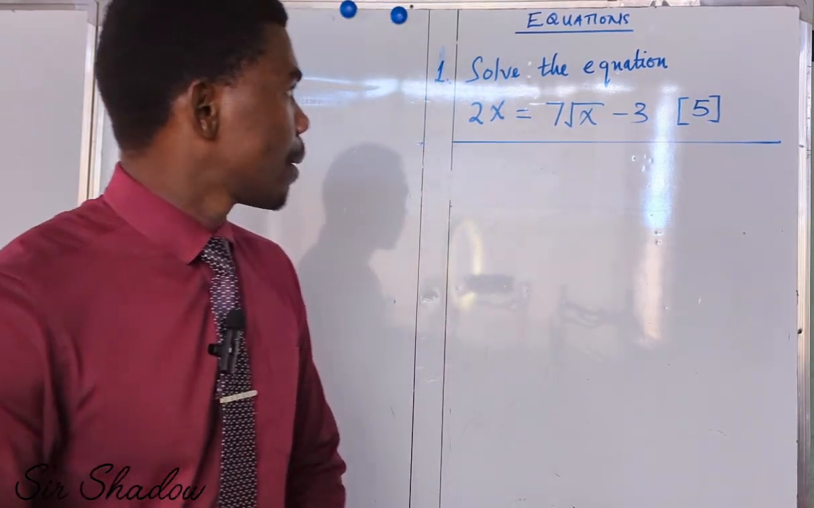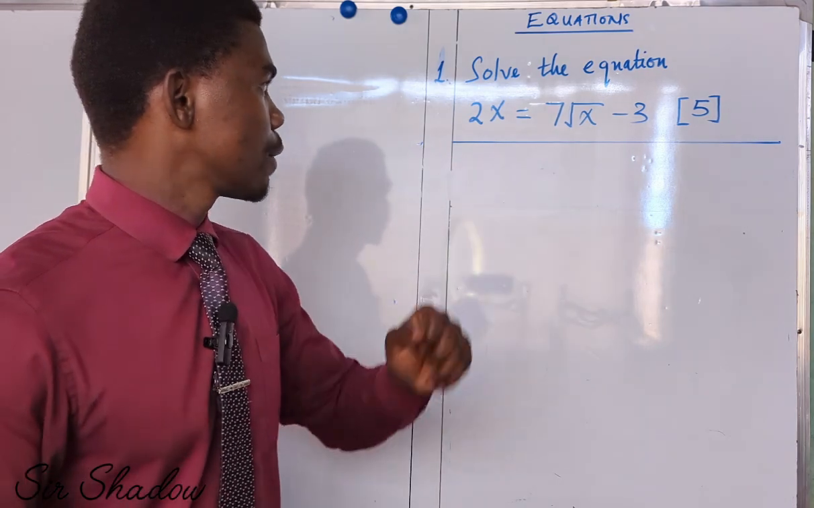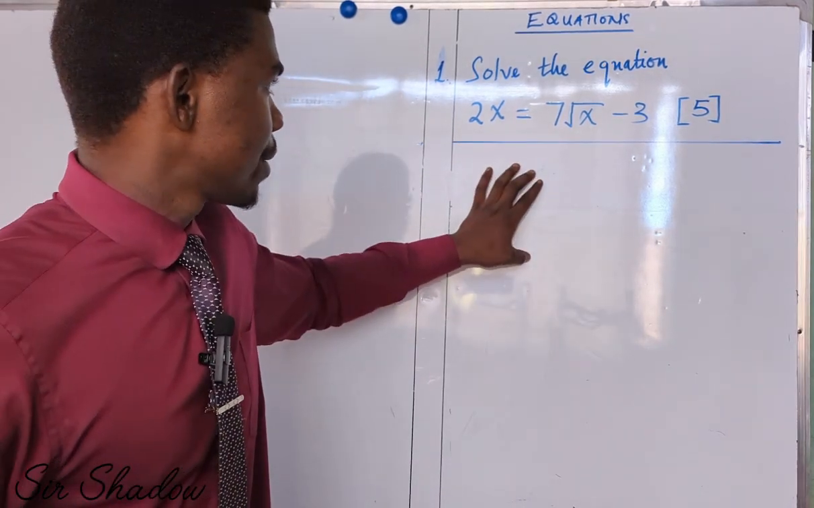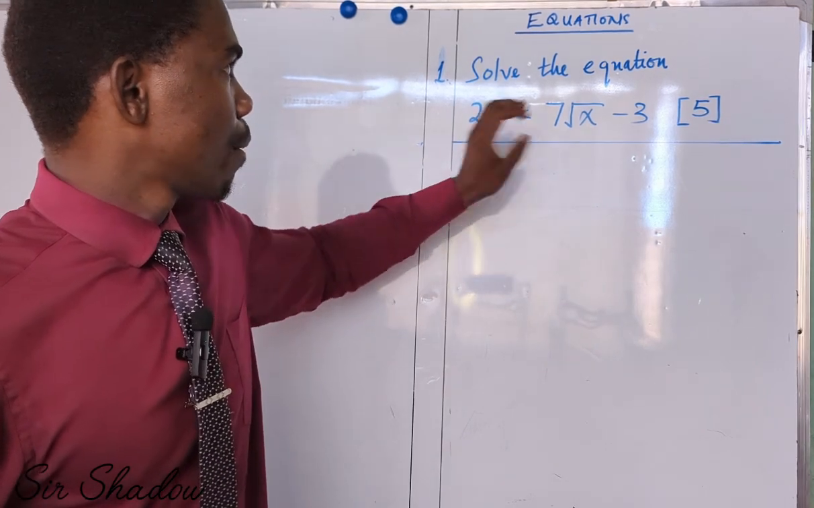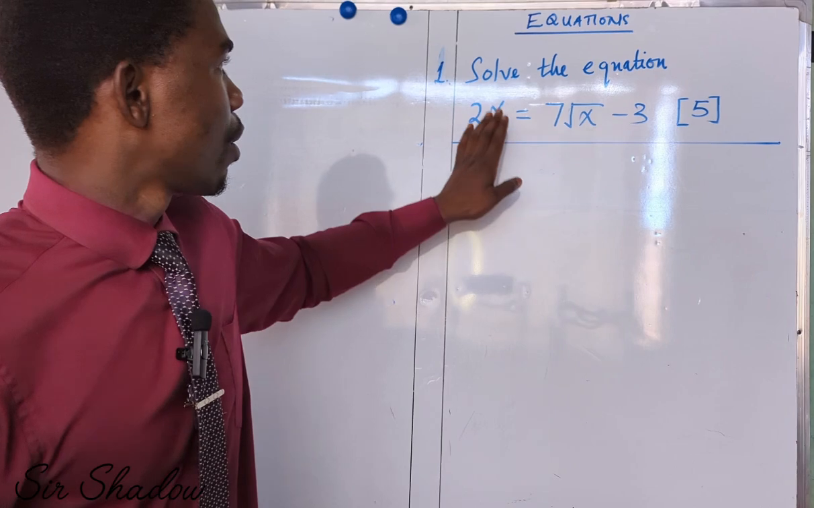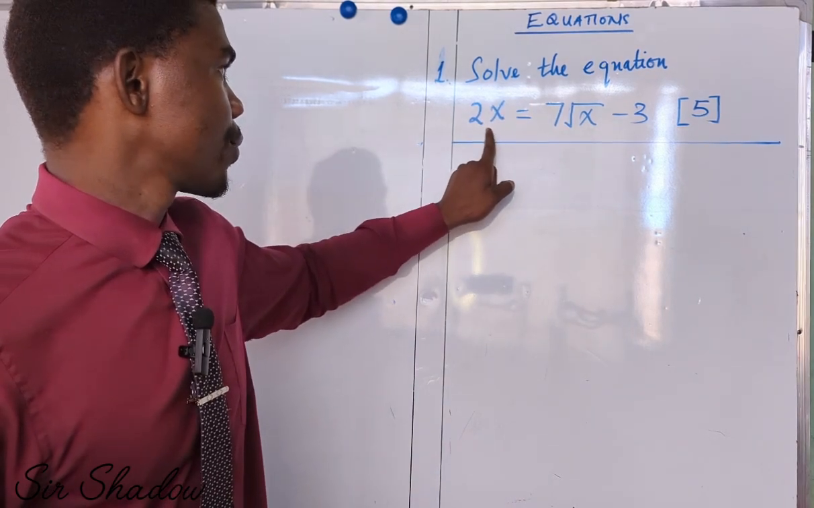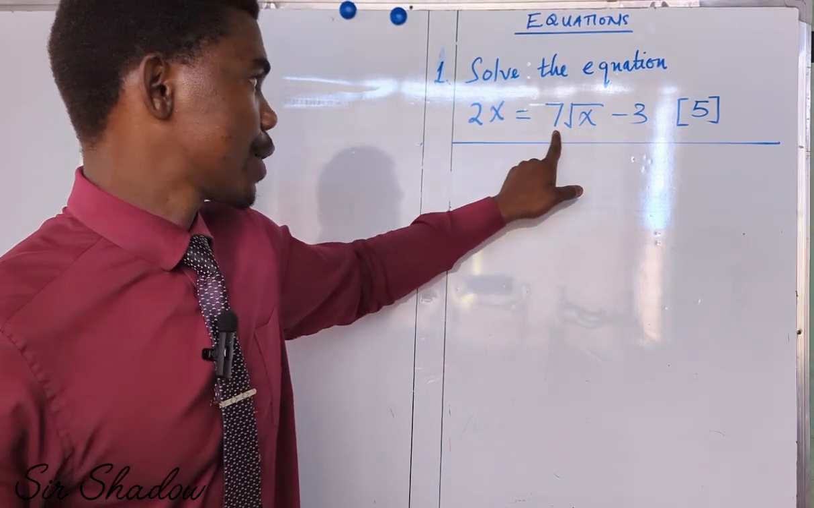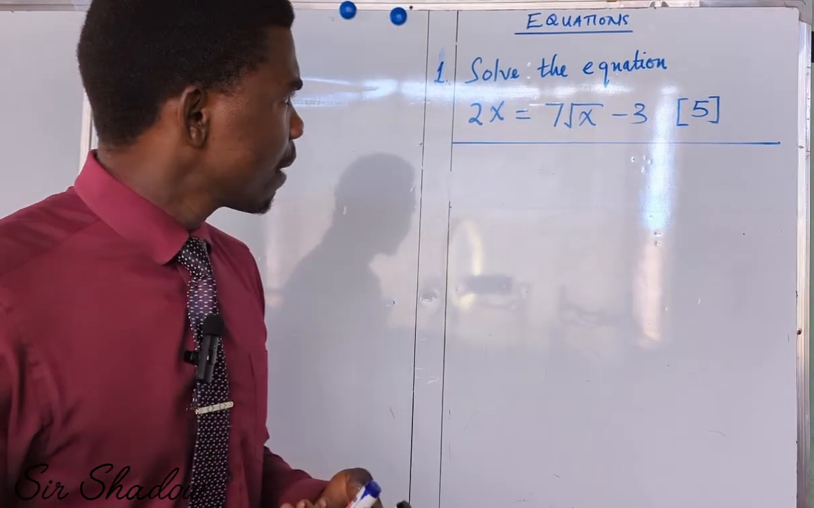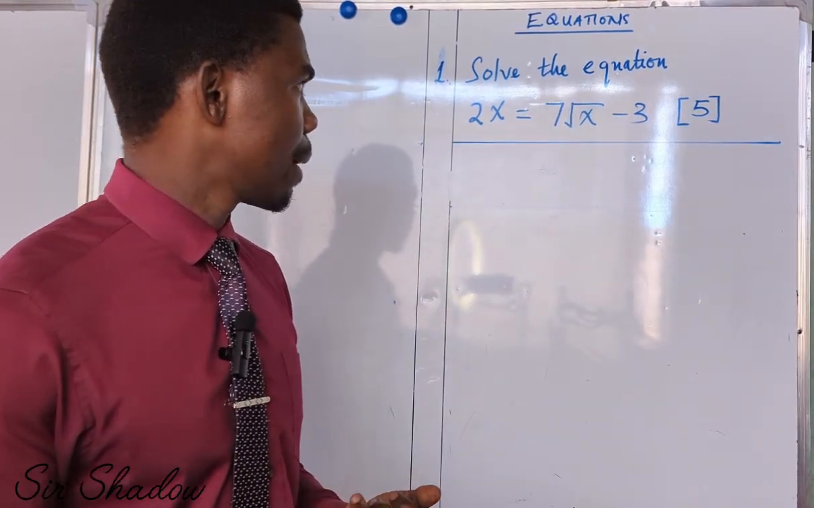So we are given this beautiful question on the whiteboard, all right? From this good question, we are asked to solve the equation 2x = 7 root x minus 3.